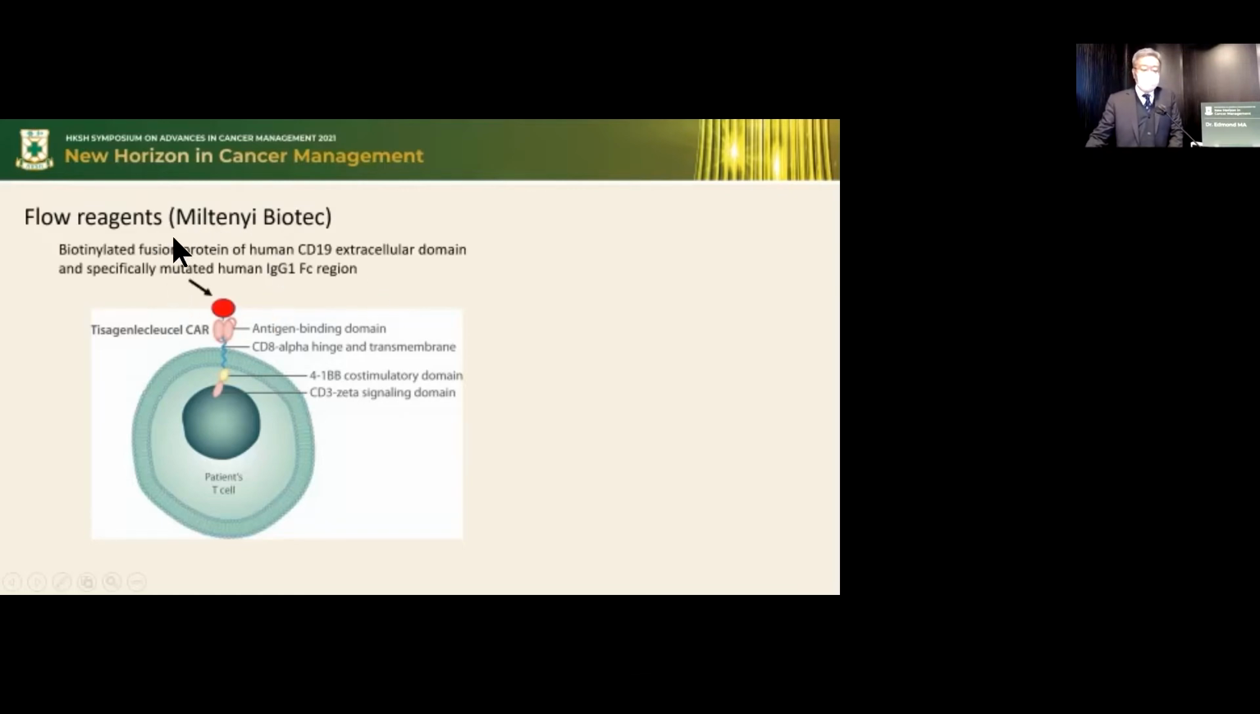And for this reagent, this is a special type of biotinylated fusion protein of CD19 extracellular domain and specifically mutated human IgG1 Fc region to reduce the noise. So what happens is that we can detect the CAR T cells both by the anti-biotin fluorochrome, because this protein is biotinylated, and also by the conventional anti-CD19 antibody. Okay, so there are basically two angles where we can detect the CAR T cells by this reagent.